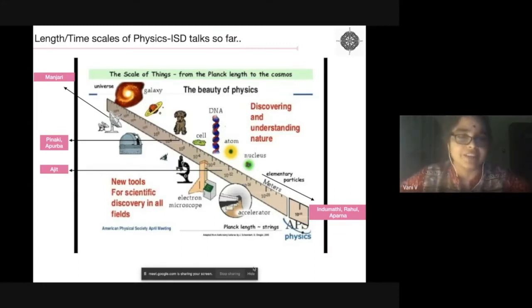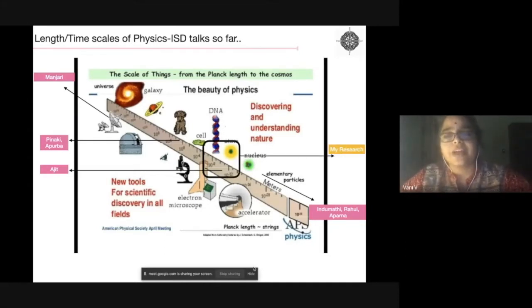So here is a very generic slide about different length scales and different problems of interest. We've had Manjari talk back in November, and Pinaki had spoken, Apurva, more mesoscale kind of things. And then we had Indumati, and we're going to have Rahul after my talk, and Aparna. These are the talks I've seen from our IST website, and these are the different time scales where I think roughly all the problems that they do lie in. And I just wanted to motivate where exactly the kind of work I do lies.